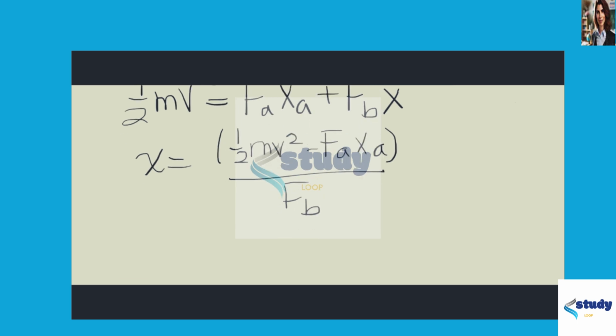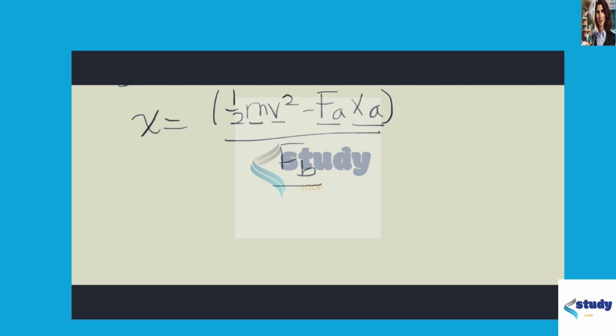Now recall that we actually know the value of all of these variables on the right. We know that the mass is 2,250 pounds. We know V is 65 miles an hour. We know FA is 18,000 pounds, XA is 5 feet, and FB is 27,000 pounds. So what this gives us is an X of 8.427 feet.